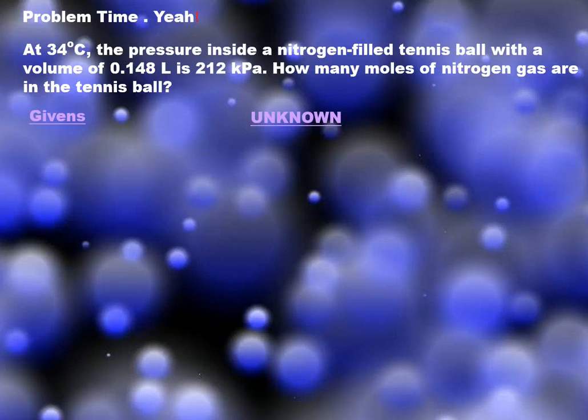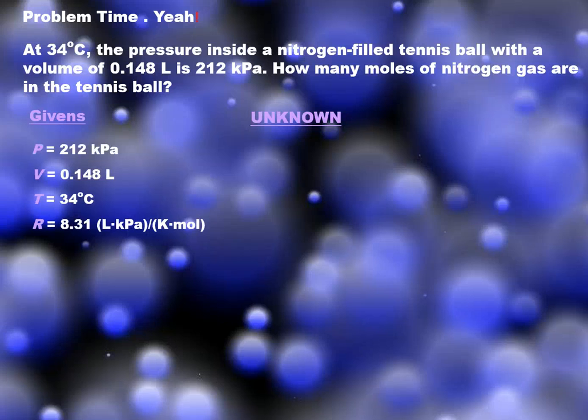So, problem time. At 34 degrees Celsius, the pressure inside a nitrogen-filled tennis ball with a volume of 0.148 liters is 212 kPa. How many moles of nitrogen gas are in the tennis ball? Okay, so our givens, list them. We have the pressure, the volume, and the temperature, 34 degrees Celsius. Although we're not given the ideal gas law constant, because our pressure is in kPa, we know that we need to use the ideal gas law constant that has the pressure unit in kPa.